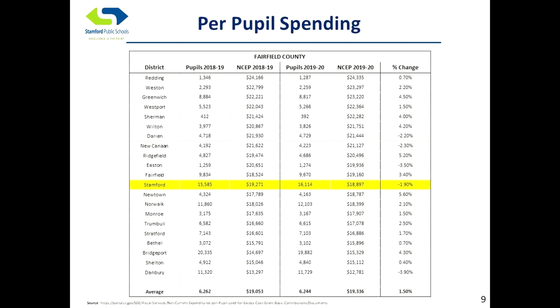One way to gauge whether the overall operating budget spend is reasonable is to compare per pupil spending to surrounding districts. As you can see, Stanford is in the middle of the pack for Fairfield County by this measure. The abbreviation NCEP stands for Net Current Expenditures per Pupil, and includes all operating and grant funds.